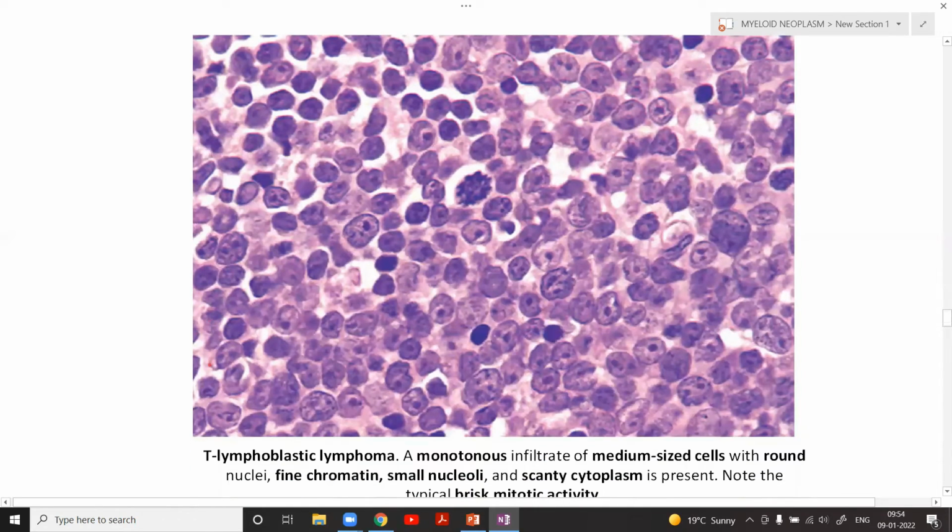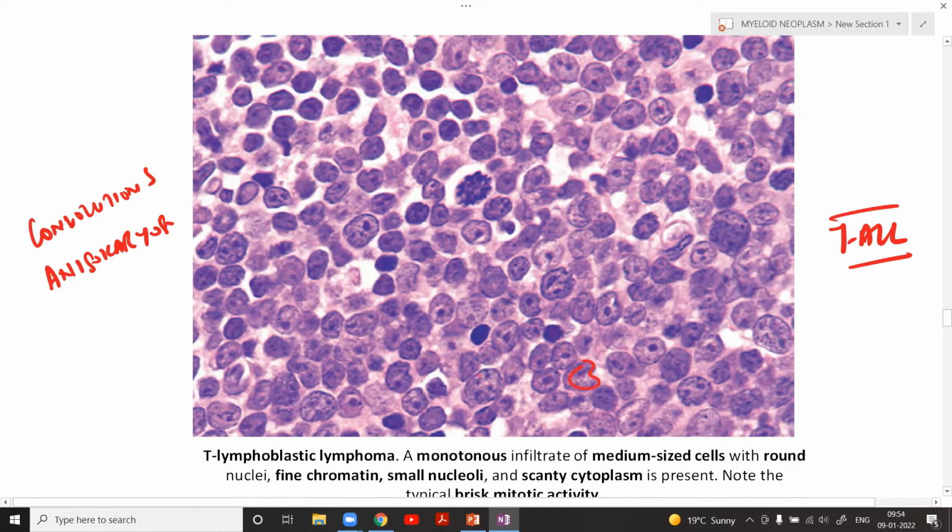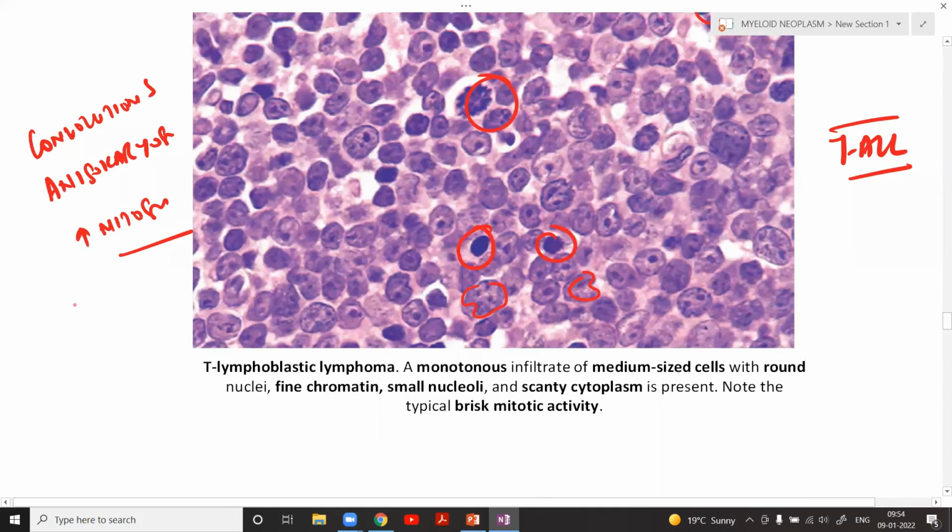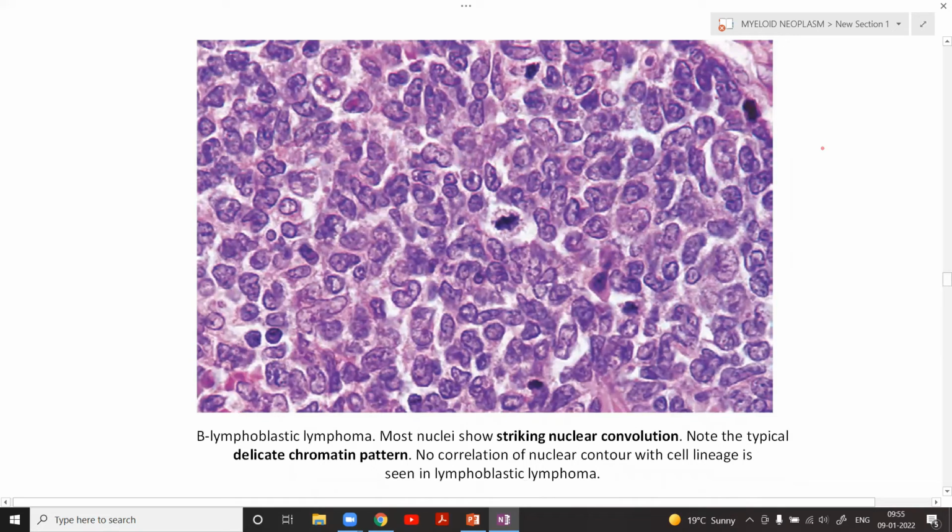Let us see over here. Now this is again under the high power view. This is a slide of T-ALL. As I told you, the nucleus shows convolutions, and the size and shape of the nucleus is far more variable compared to B-ALL. So there is anisokaryosis, and you can appreciate nuclei showing convolutions, classically. Very importantly, there are lots of mitotic figures. A very high rate of mitosis is there in T-ALL. In B-ALL, the population is far more uniform and monotonous, the nuclei have a more round morphology with more open chromatin, and they have a lower mitotic rate compared to the T lymphoblast.